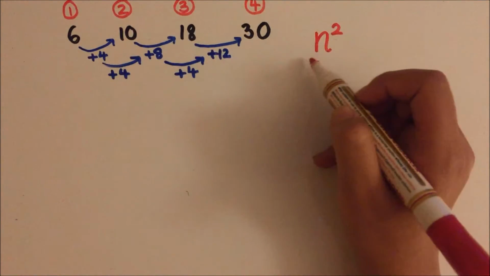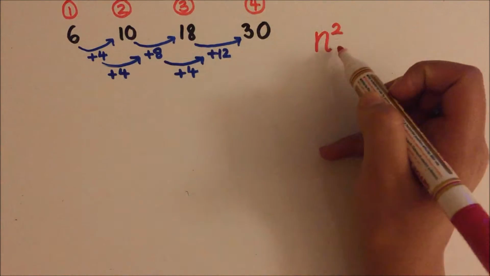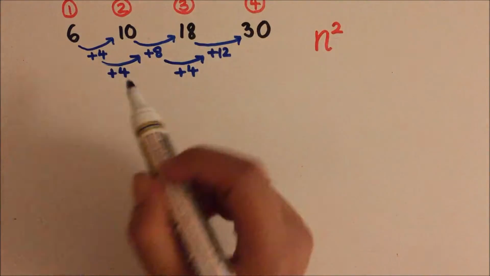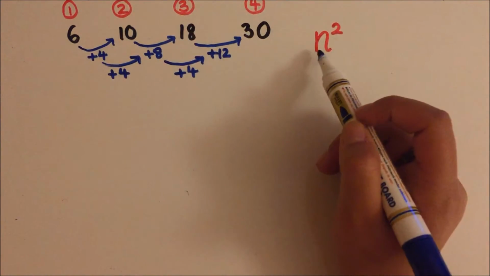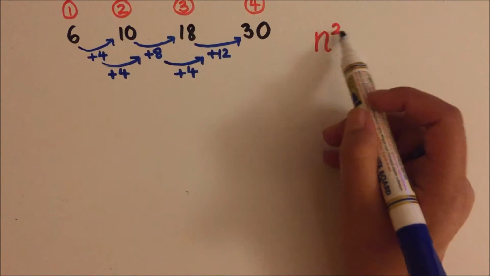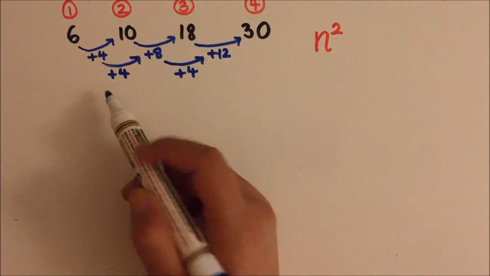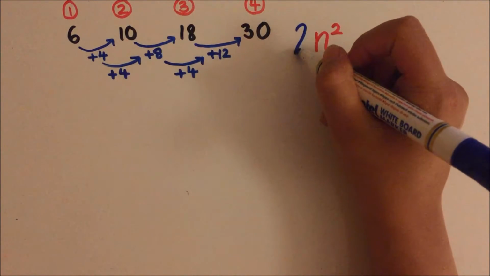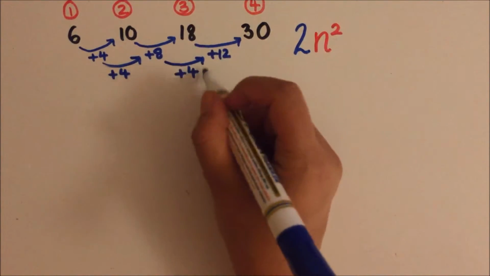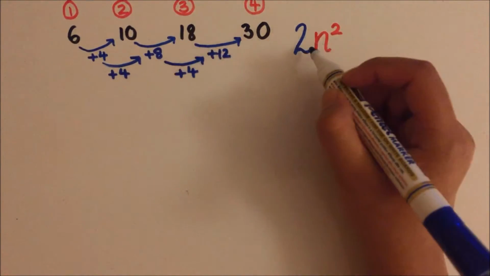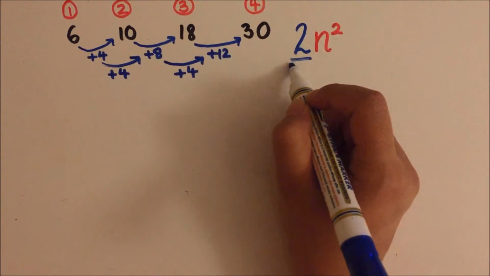Now we need to find the coefficient of n squared. Well, the difference is 4, but we said whatever goes next to n squared needs to be halved. So 4 divided by 2 gives you 2. The difference is 4, however, the difference divided by 2 gives you 2, so the coefficient of n squared will be 2.